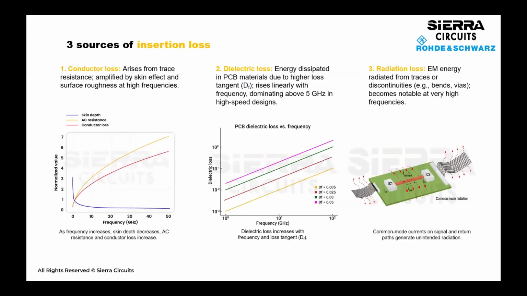So, more on the sources of insertion loss. It's caused by these three areas below. Trace resistance; dielectric loss, which is the energy that goes away in the PCB materials due to the higher loss tangent, so you want to pick the right PCB material; and then radiation loss, which is the EM energy radiated from traces or discontinuities and becomes notable at very high frequencies.